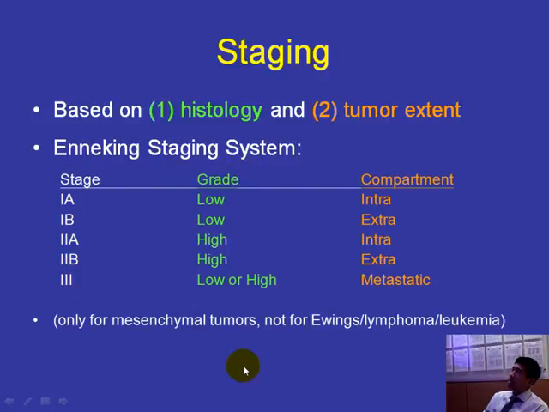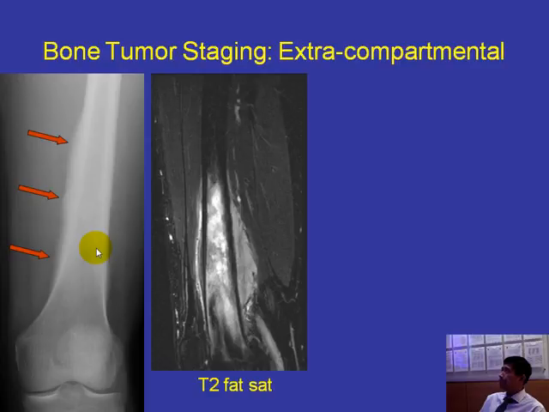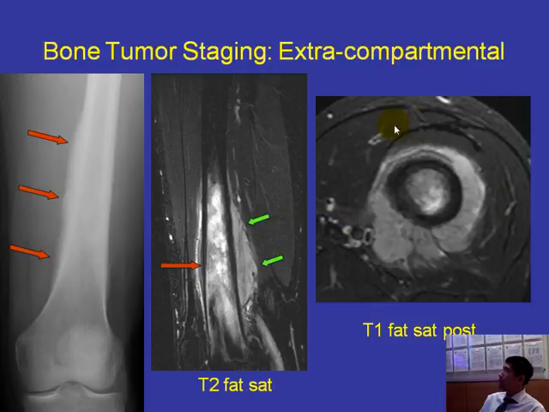This is the staging system. This is only for mesenchymal tumors and not for Ewing's, lymphoma or leukemia. So in this case, this is an extracompartmental lesion. You can see a tumor here in the distal femur. Here you can see the abnormal high signal soft tissue component that's oozing out of the bone here. You see it better here in the axial image. This is a common feature for round cell tumors such as lymphomas, which can sort of permeate the cortex here and have a soft tissue component that comes out.